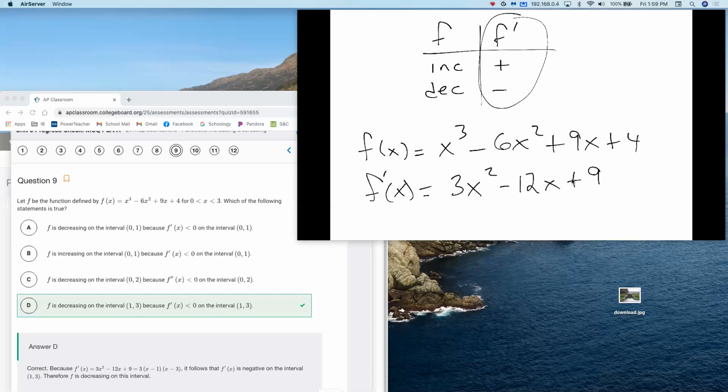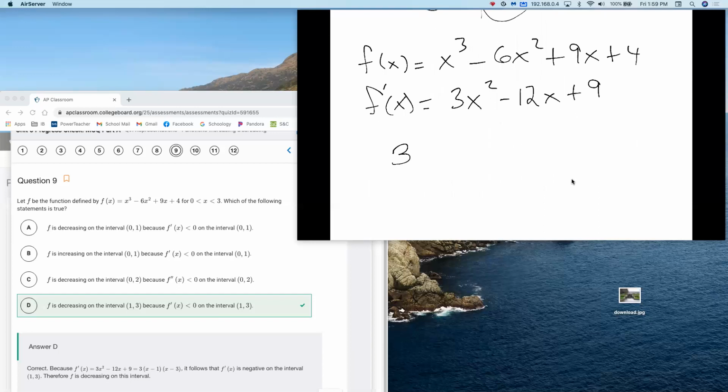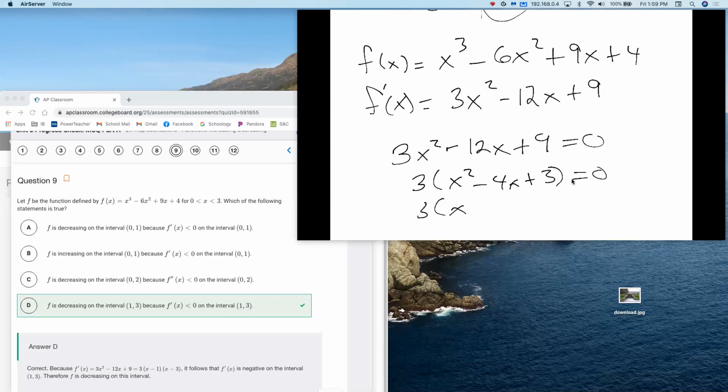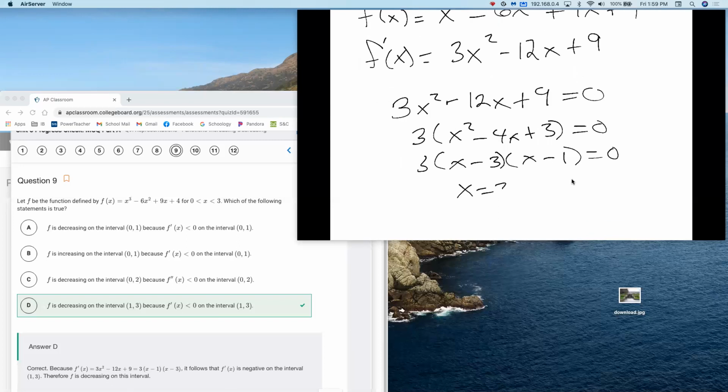So now what I need to really do is take this derivative and figure out when it equals 0. That gives me information about when the function f is increasing or decreasing, based on the sign of the derivative. If I factor out a 3, I get x squared minus 4x plus 3. Factoring, that's x minus 3 times x minus 1. So our critical numbers are x equals 3 and x equals 1.